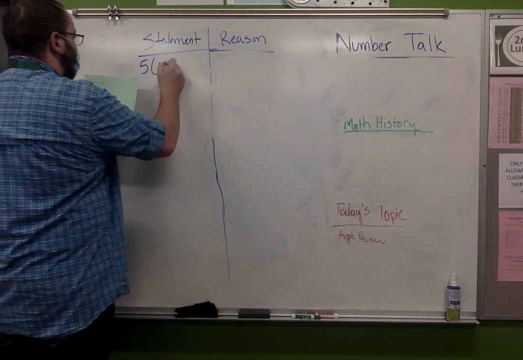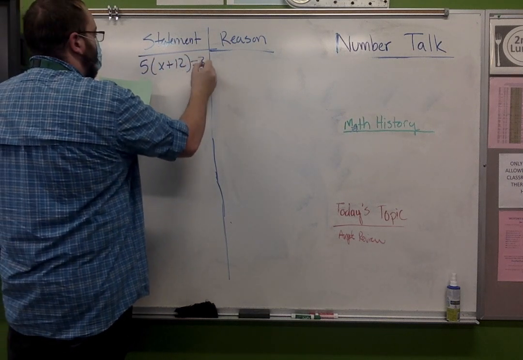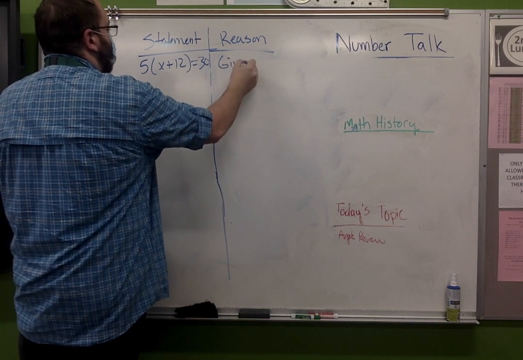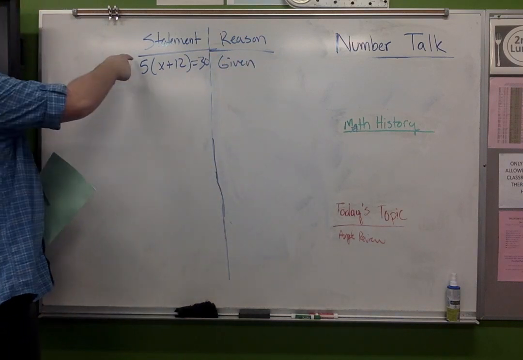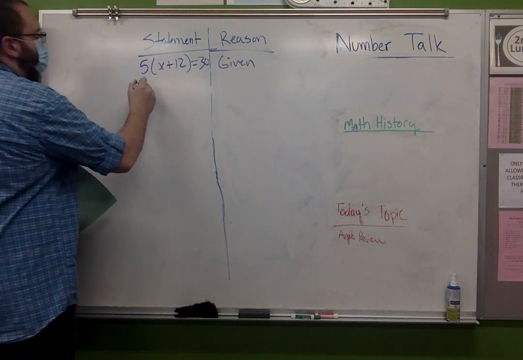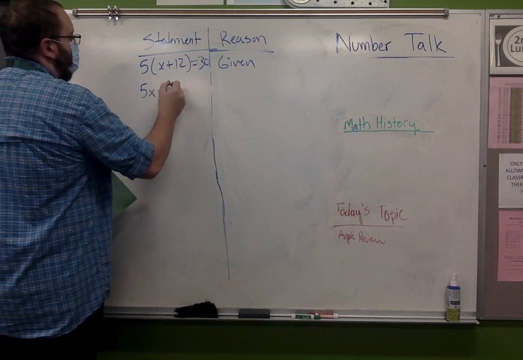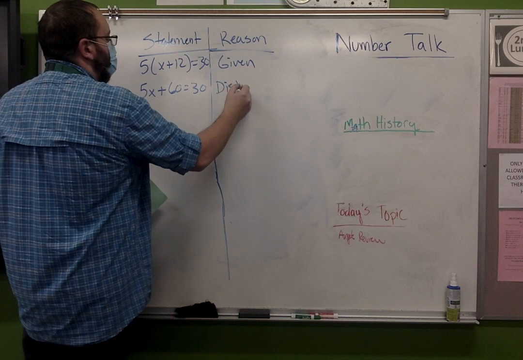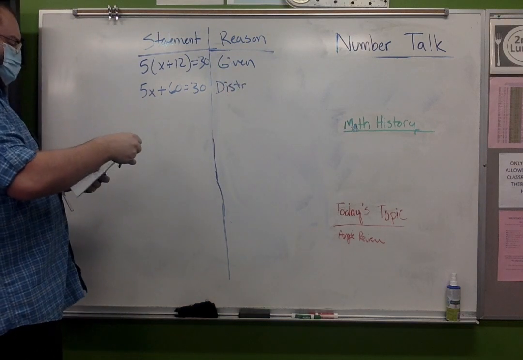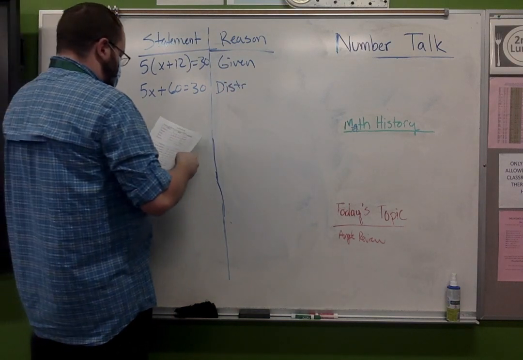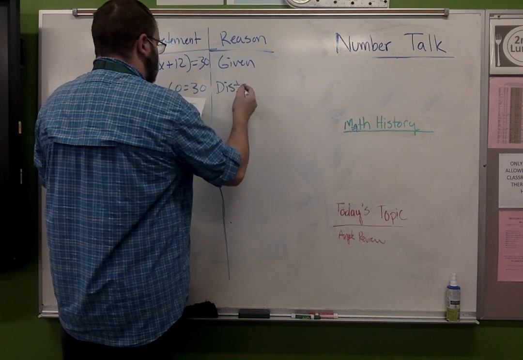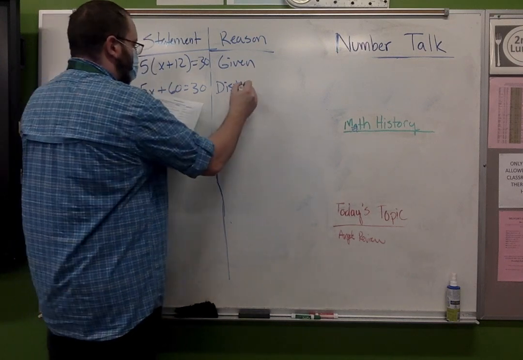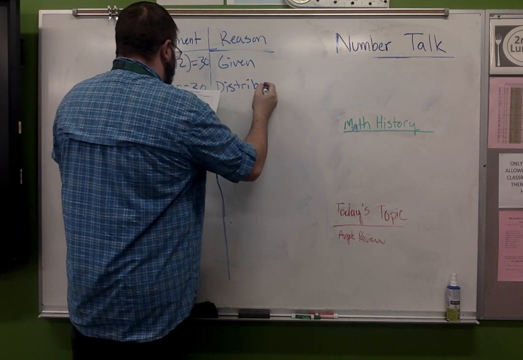Let's do 5 times x plus 12 equals 30. That's given to us. Well, first step, I got to multiply the 5 in. So 5x plus 60 equals 30. Distribution property. How do you spell distribution? Or I guess you can say distributed. I don't care which one you use. You can say distribution or distributive. I don't care. Distributive.